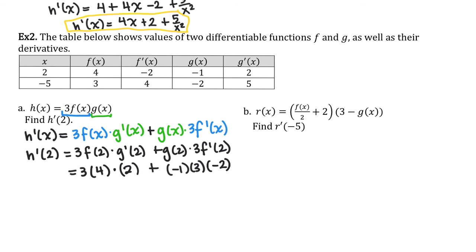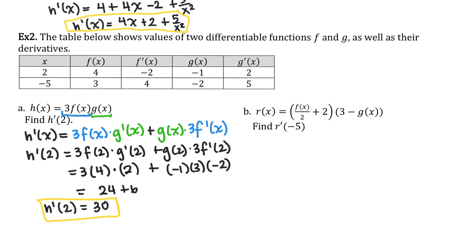Okay, and then I'm going to evaluate it. 24 plus 6. So h prime of 2 is 30. And I used the product rule and the table to figure that out. Okay, let's go ahead and try the last one.